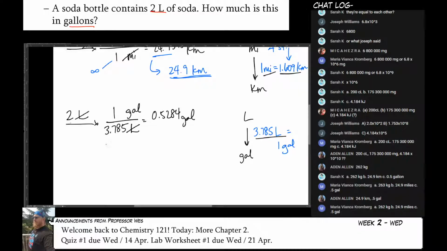Now I gotta check for sig figs. This is 4 sig figs. This is infinite. Interestingly, this 2 is not counted. This is just 1 sig fig. In fact, interestingly, if you went and measured how much soda is in your 2-liter bottles, it just rounds to 2. That's why they write 2 and not 2.0, right? So this answer is only going to have 1 sig fig in it, and you should report 0.5 gallons.